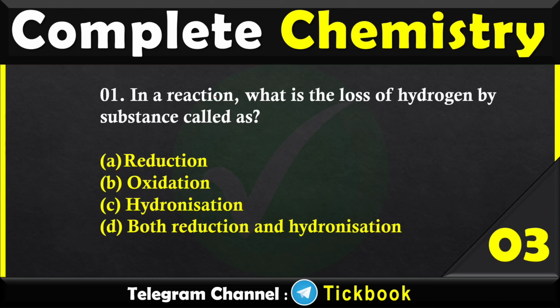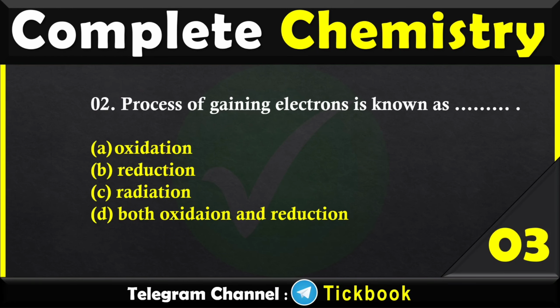Alright. Okay, let's start with the first question. In a reaction, what is the loss of hydrogen by substance called as? Option number B is the right answer, oxidation. Question number 2. Process of gaining electrons is known as? Option number B, reduction is the right answer.